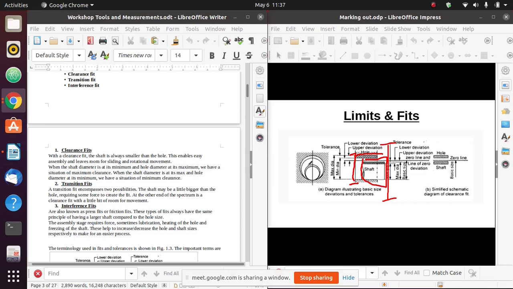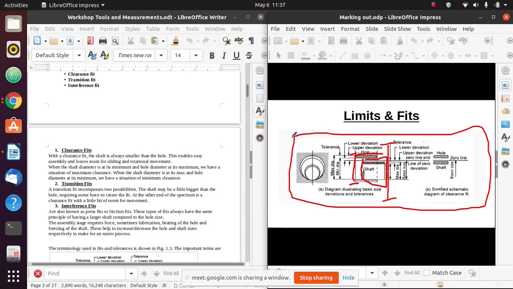Now, these terms are necessary when you talk about fits, and I've sent them in the notes on Google Classroom for both classes. So you'll find these terms and what they refer to when we talk about fits. But something that I want to mention, a very important term, is the line upper. This line is known as the zero line or the line of zero deviation.